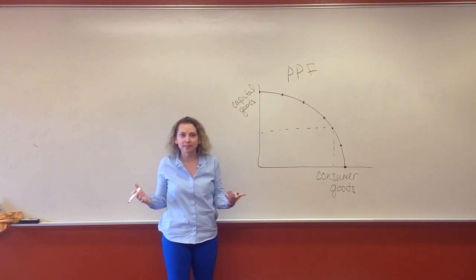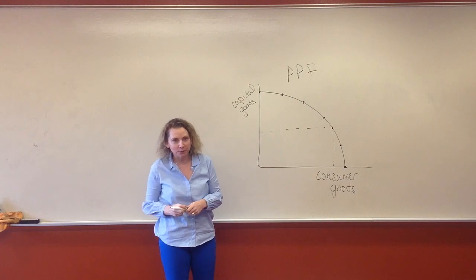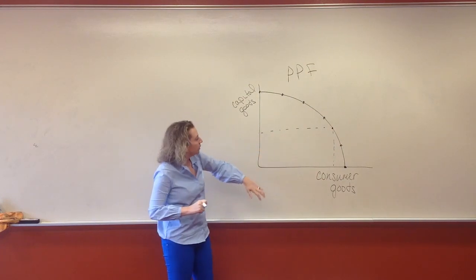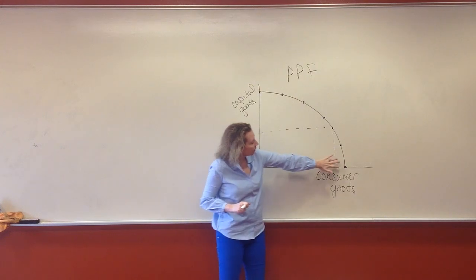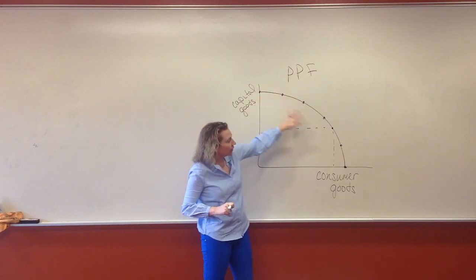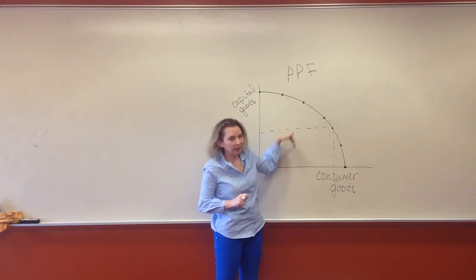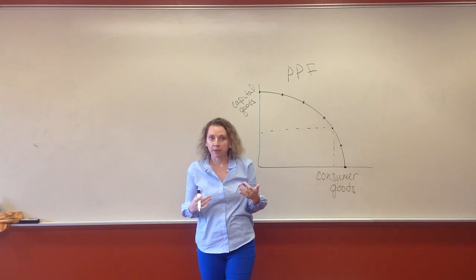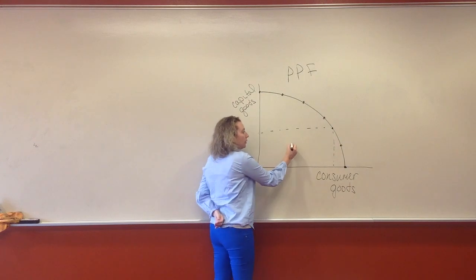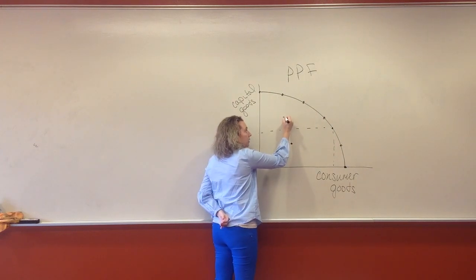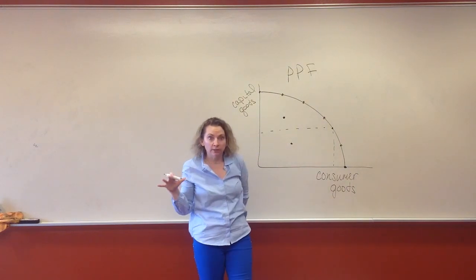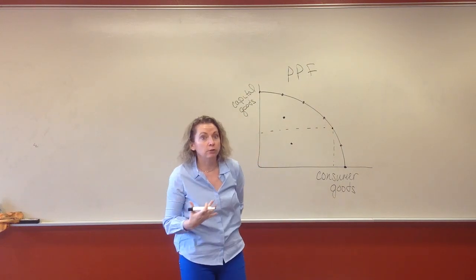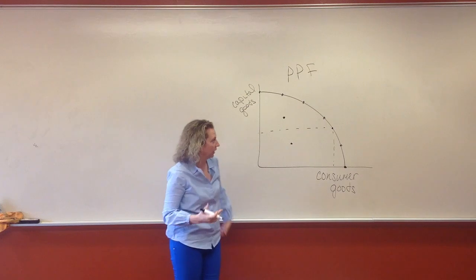Now the fact is, we are usually not perfectly efficient with our resources. I don't know a single economy that is. So many times, we are not producing at a point on our PPF, but we're being inefficient to some degree and producing below our PPF. So any point below the PPF is going to be inefficient. We are not using our resources up to their full potential. We are not using them effectively and efficiently.